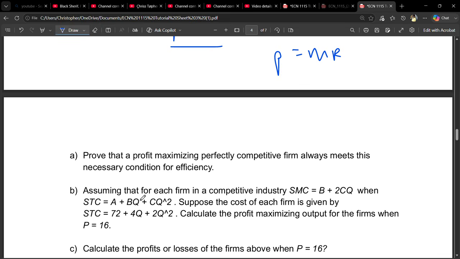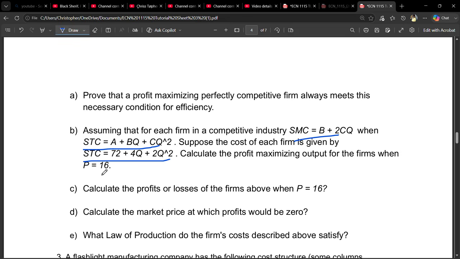B is saying assuming that for each firm in a competitive industry, the total cost of each firm is given by, we've been given that total cost function. Calculate the profit maximizing output for the firms, when price is 6.